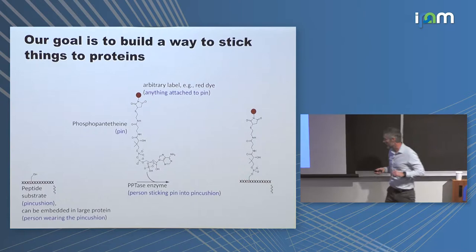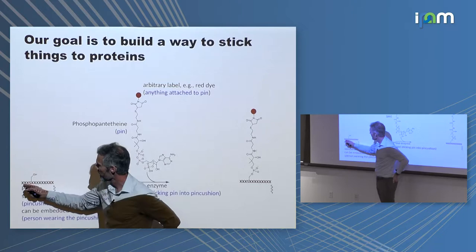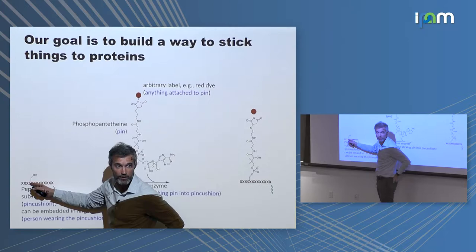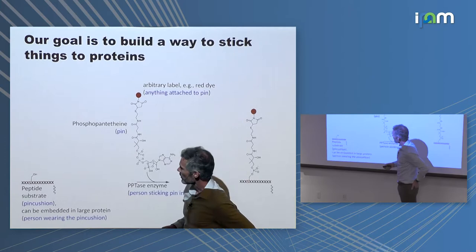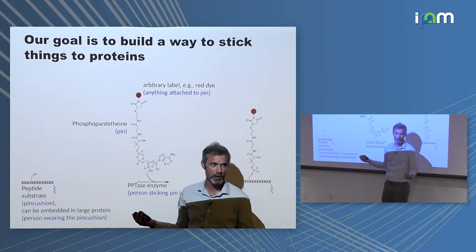I have a peptide substrate illustrated here. This is an S, if you can't see that in the back, with a bunch of X's to the right and to the left. The X represents one of 20 amino acids that I'm going to substitute in there. And the S is a serine. So this is going to play the role of the pin cushion. And I can embed this peptide into a larger protein whose behavior I want to understand in some biological system. That's like the person wearing the pin cushion.